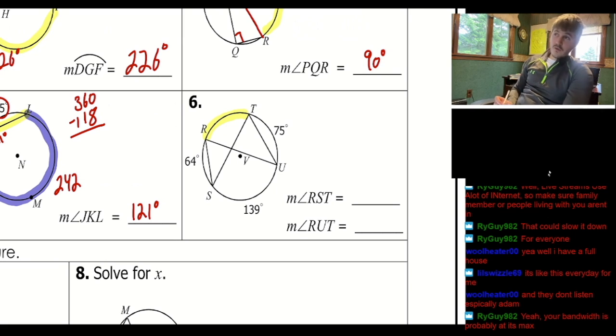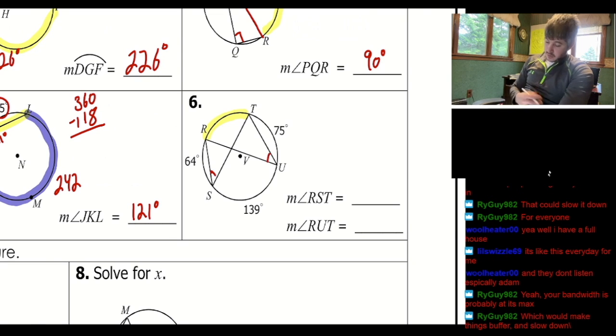So this is an overlapping arc one, because this arc and this arc are the same thing. So really the whole goal should be, let's find the value of arc RT, and then all we gotta do is cut it in half. That's all we need to do.